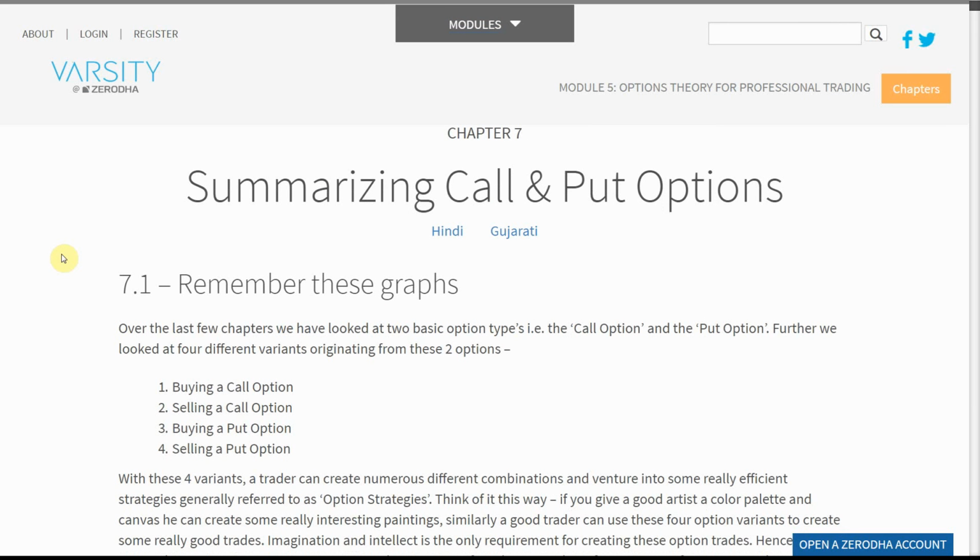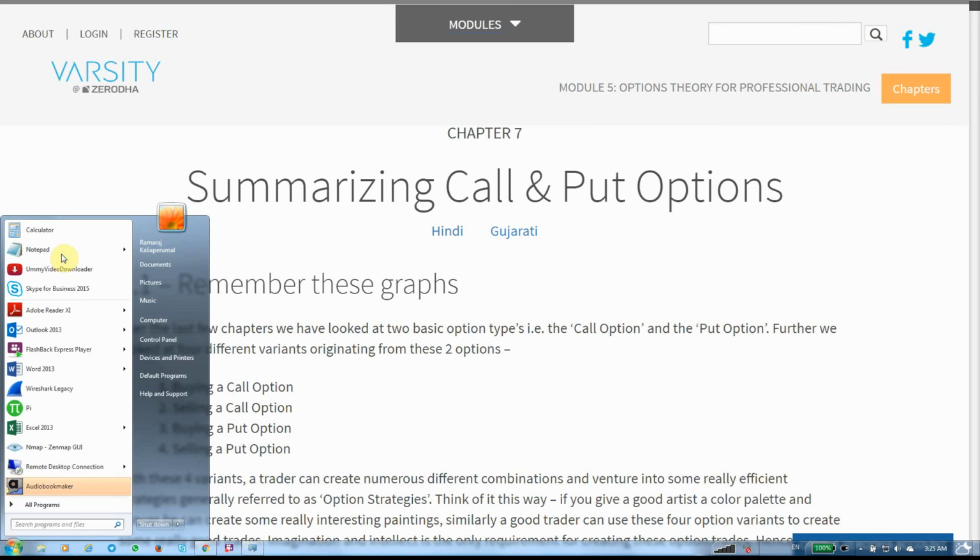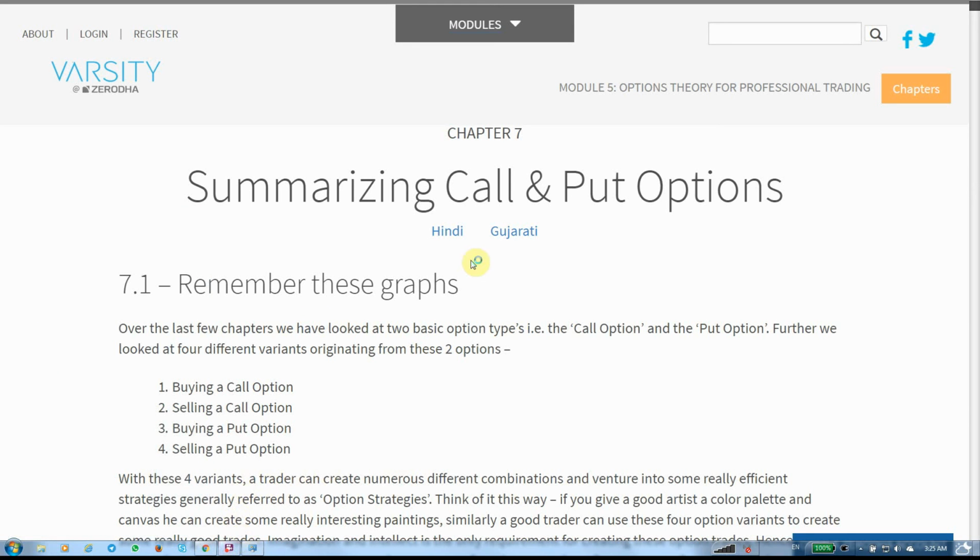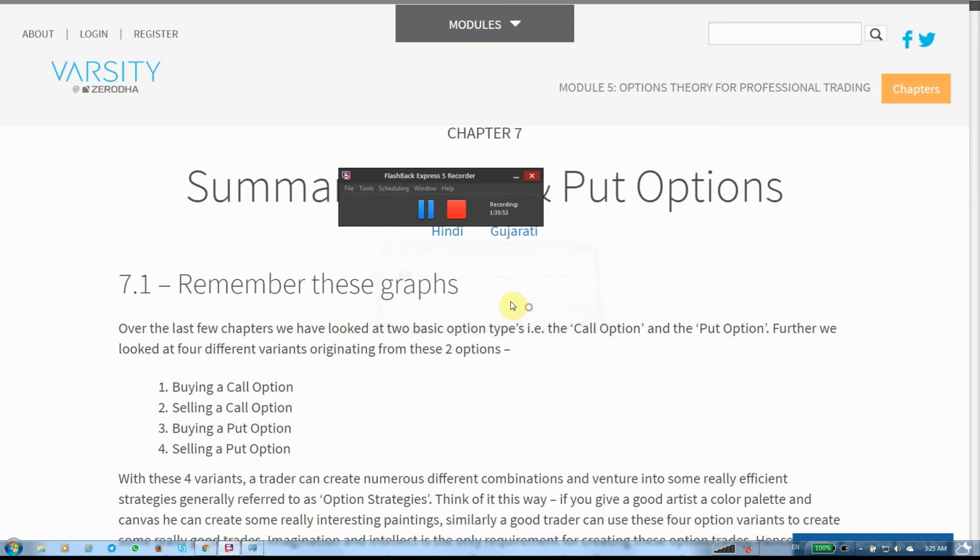Chapter 7. Summarizing call and put options. 7.1 Remember these graphs. Over the last few chapters we have looked at two basic option types, i.e.